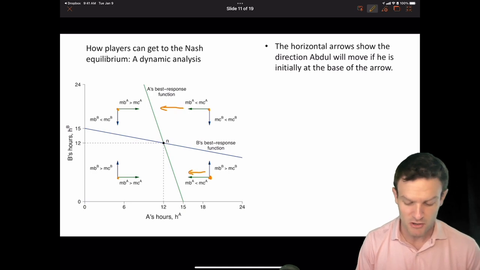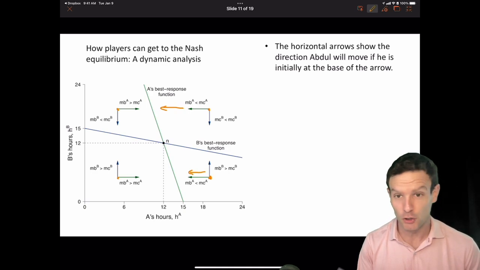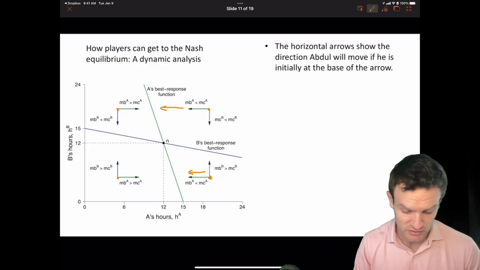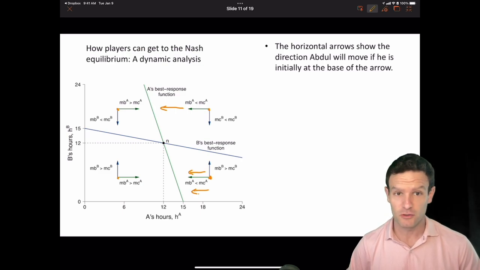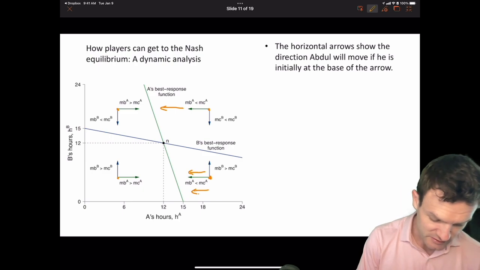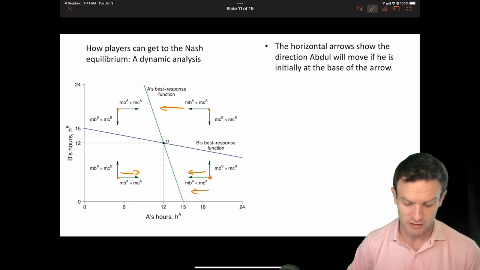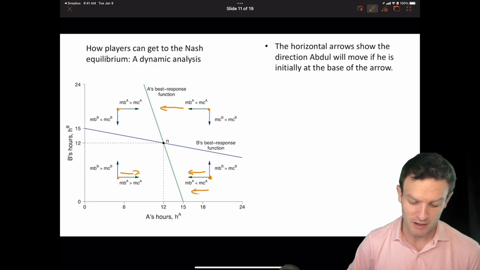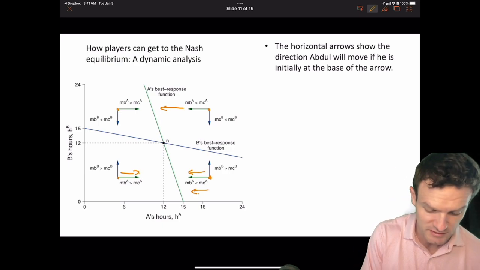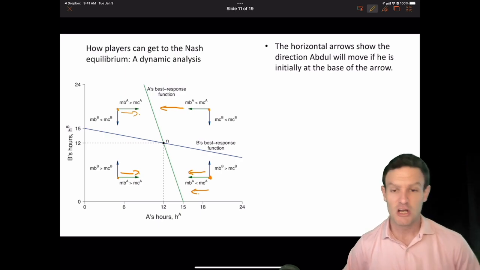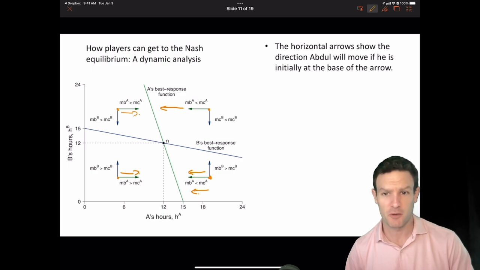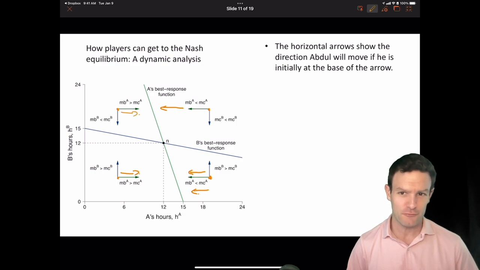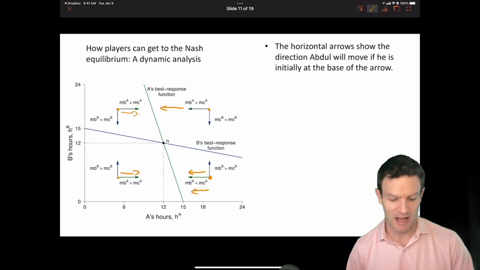Similarly, down here, where the marginal benefits are less than the marginal costs, below Bridget's best response function, he would similarly reduce the number of hours he spends fishing. At other points, though, he would increase his number of hours that he spends fishing. At those points, his marginal benefits are greater than his marginal costs. We can see that for both of these cases. So when he is to the right of his best response function, he would do better by reducing his number of hours. When he is to the left, he will do better by increasing his hours.